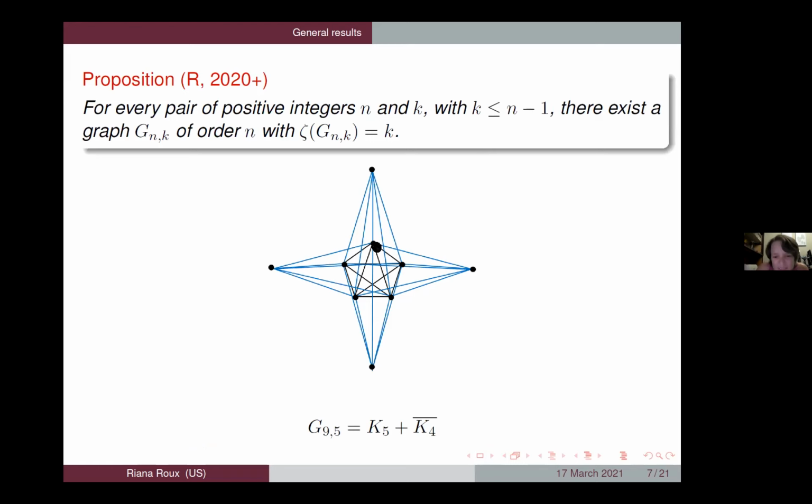If you contract these black vertices in the middle, you'll have a star. In this graph, we have a complete graph on k nodes in the center, where k is the localization number. To that, we attach n minus k isolated vertices and make them adjacent to every single vertex in the complete graph. For this specific example, I'll quickly explain why this is true. We're looking at G_{9,5}, so n is equal to 9, and it has a localization number of 5.